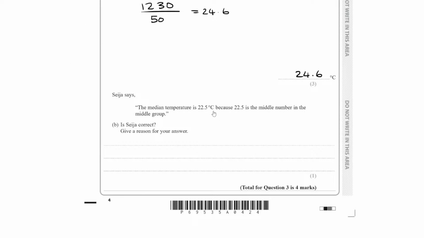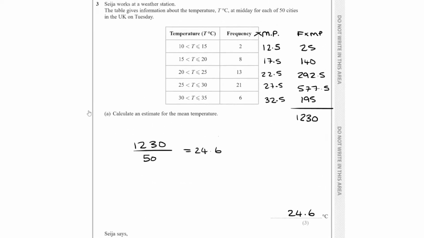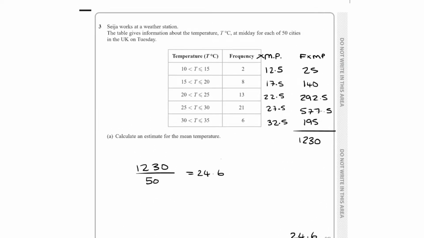So she says 22.5 because it's the middle number of the middle group. So she's saying it's the middle of this one. Now, median is the middle, but this is all distributed differently, isn't it? So what that means is we'd actually want to know, there's 50 cities, the middle city is city number 25, or if you want to do 25.5, that's fine. But we're looking for where does city number 25 lie?